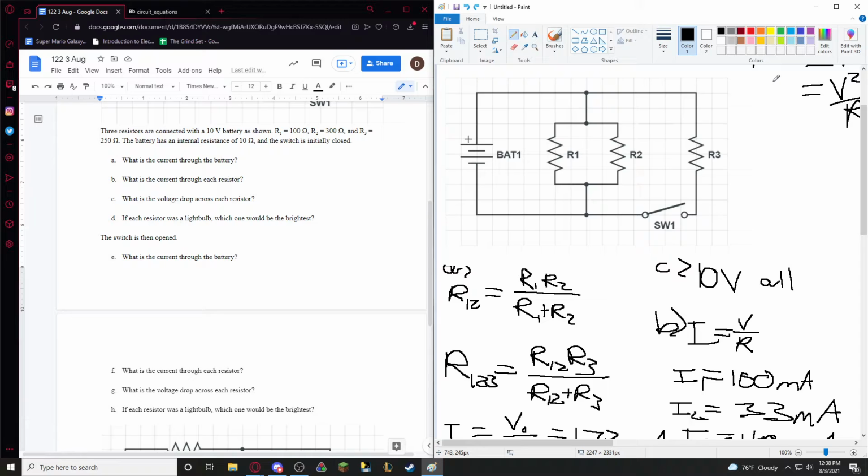I think it would. Yeah. Do you know, is the current through the battery going to increase or decrease? I think it would increase. Why is that? Because there's less resistance. There is indeed one less resistor.